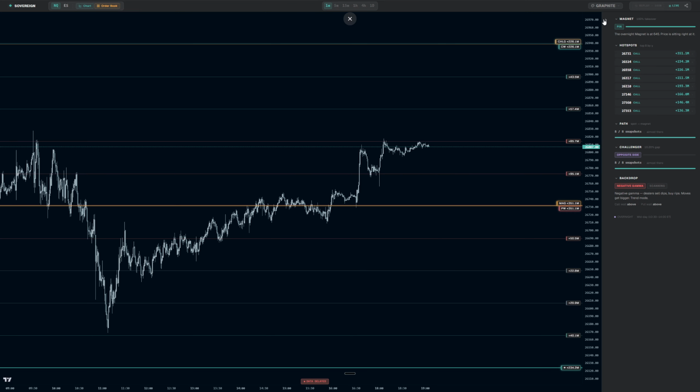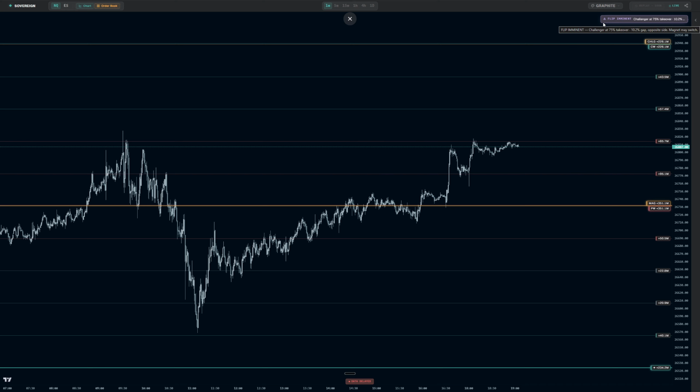Because I'm getting a lot of questions about when to trade to the magnet. I'm seeing that the challenger is X. When do we do X? When do we do Y? This is perfect because now we can all just see the same information, right?